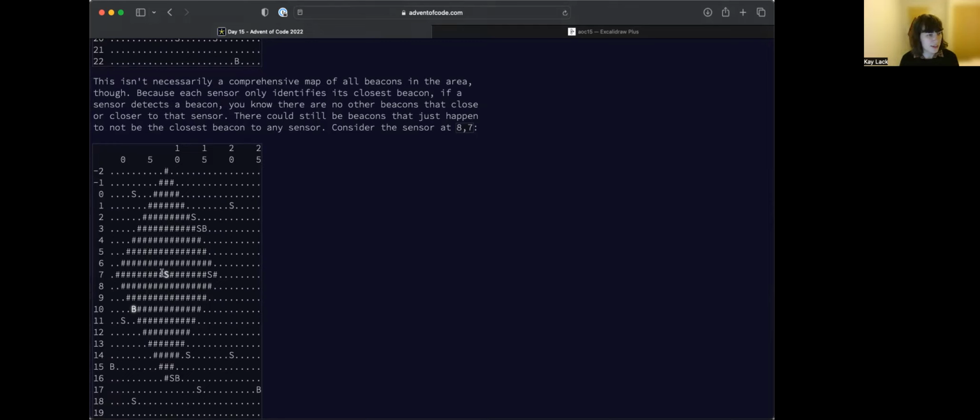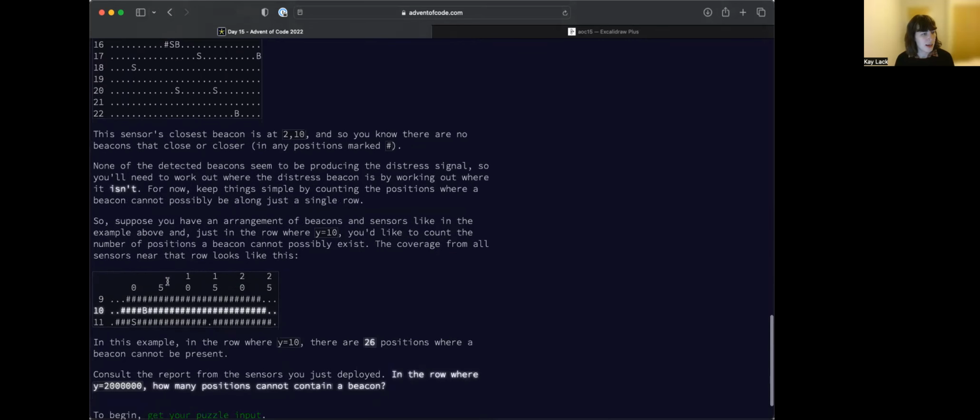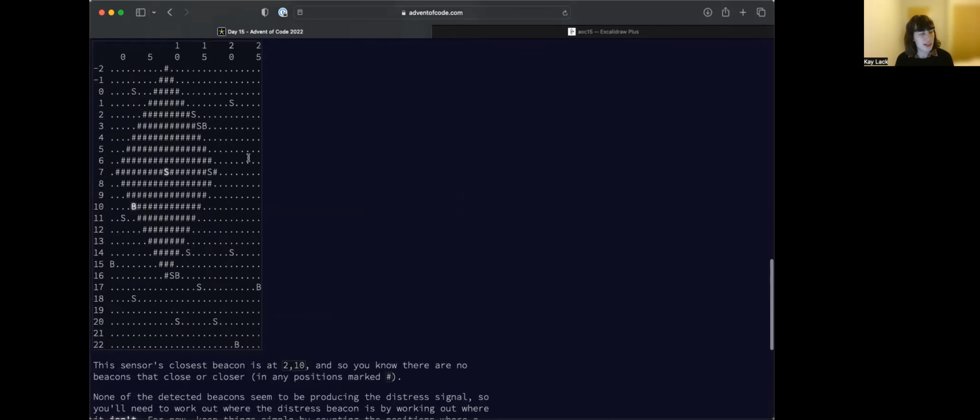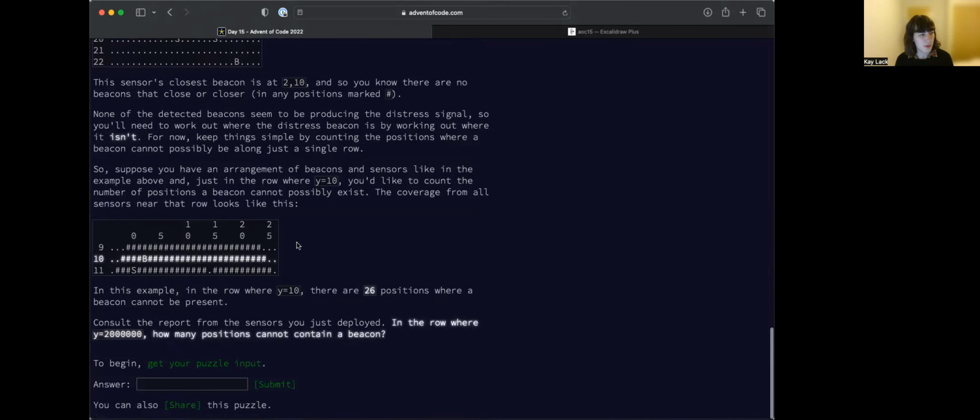We're using Manhattan distance, which means to get the distance we go across, down, across, down, across, down, etc. So the distance between these would be 1, 2, 3, 4, 5, 6, 7, 8, 9, or whatever it is. And our job is to essentially calculate the number of cells in a particular row that cannot have a beacon in them.